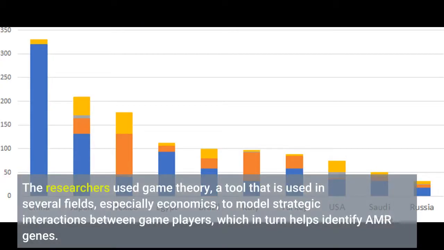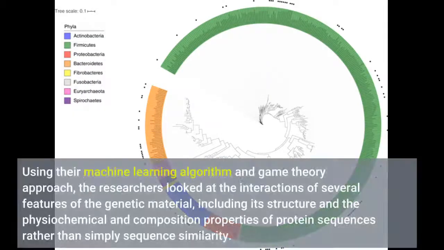The researchers used game theory, a tool that is used in several fields, especially economics, to model strategic interactions between game players, which in turn helps identify AMR genes. Using their machine learning algorithm and game theory approach, the researchers looked at the interactions of several features of the genetic material, including its structure and the physicochemical and composition properties of protein sequences rather than simply sequence similarity.